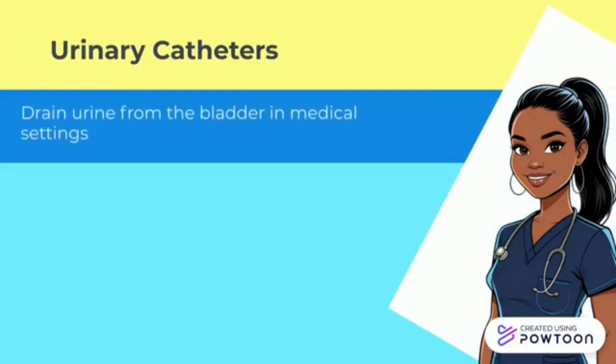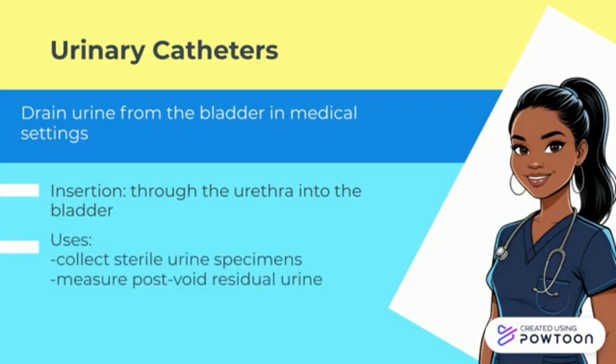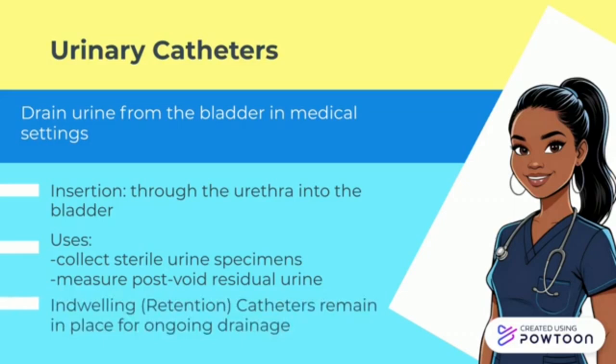Urinary catheters are essential tools used in medical settings to help drain urine from the bladder. A urinary catheter is inserted through the urethra and into the bladder. This procedure may be performed to collect sterile specimens or to determine how much urine remains in the bladder after urination. There are also retention or indwelling catheters, which are designed to remain in place to allow temporary or even permanent drainage of urine.